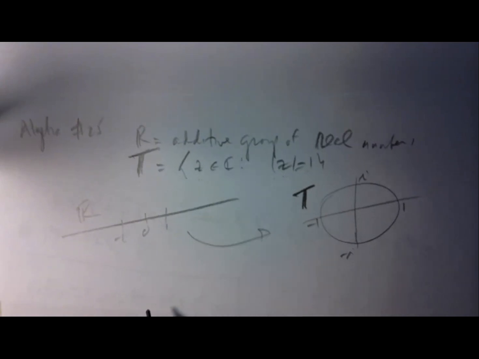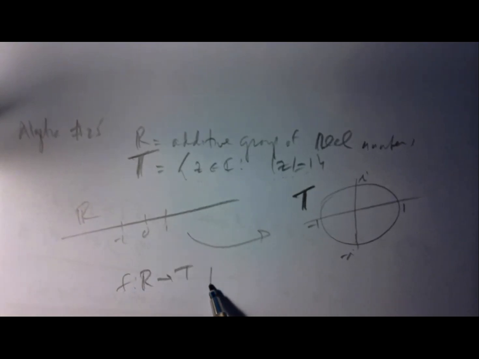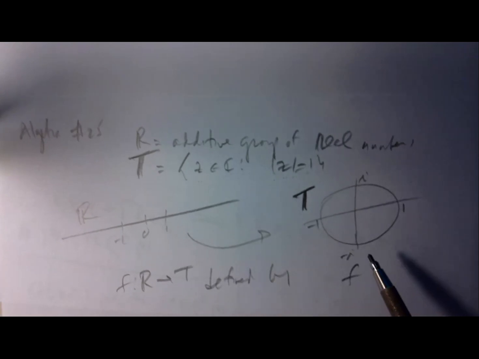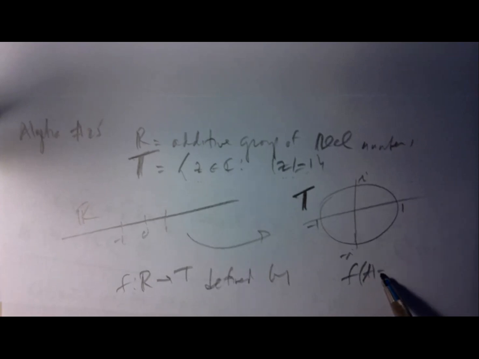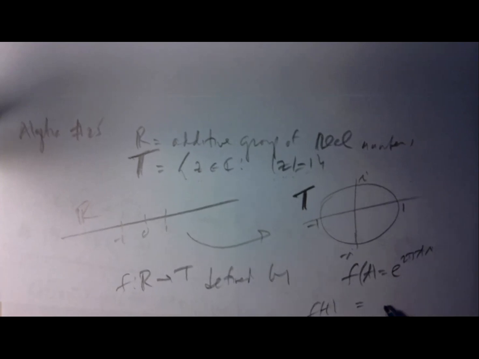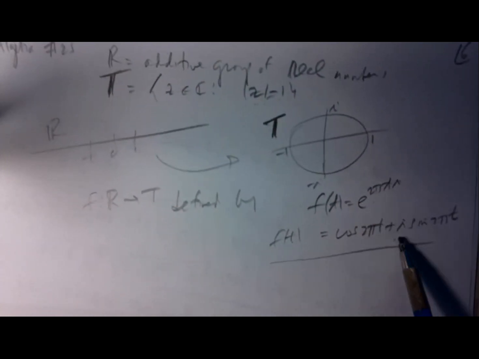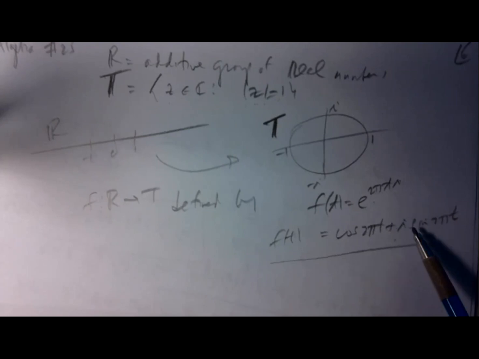Okay. And we have this function f from R to T defined by f of the number t is the complex number e to the 2 pi i t, which is the same as saying f of t is cosine 2 pi t plus i sine of 2 pi t. That's the definition of this. It means the same thing.